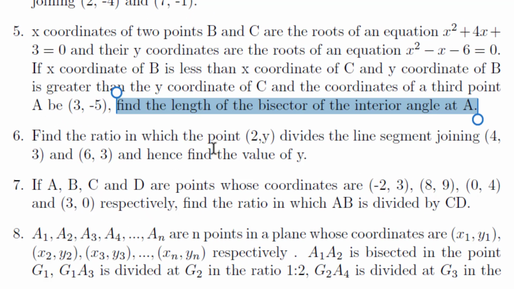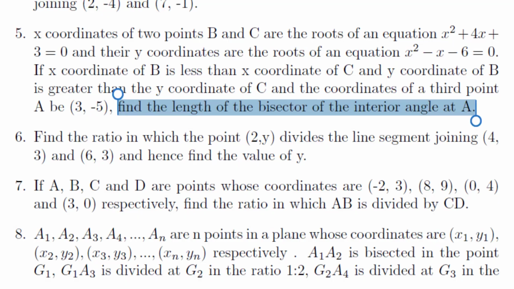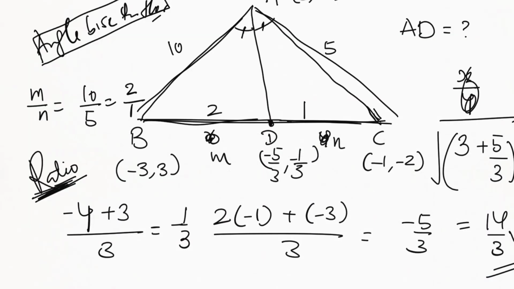Find the ratio in which the point (2, y) divides the line segment (4, 3) and (6, 3), and hence find the value of y. This is a very easy question. Question 6. 2 points are given: (4, 3) and (6, 3). The point (2, y) is given, and we have to find the ratio in which this point is dividing.